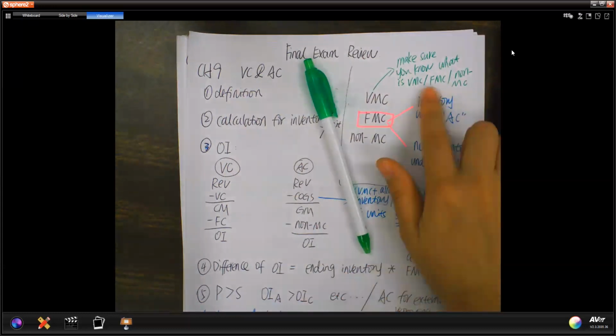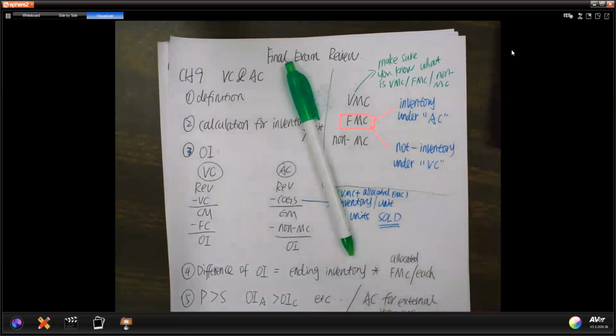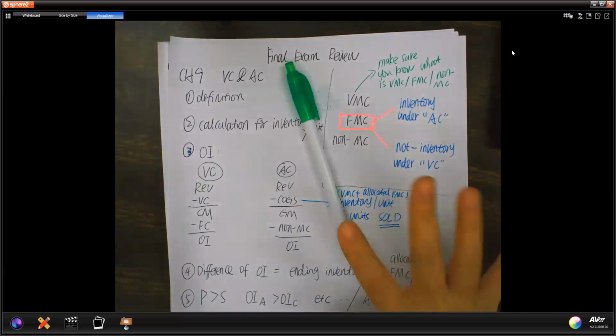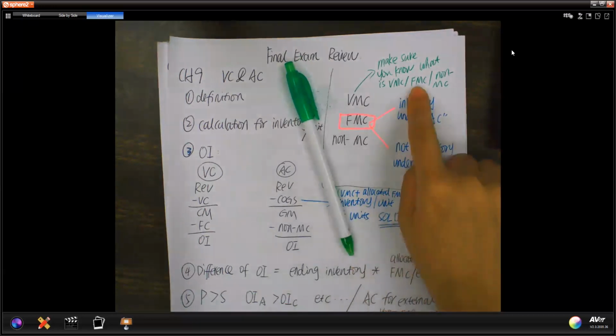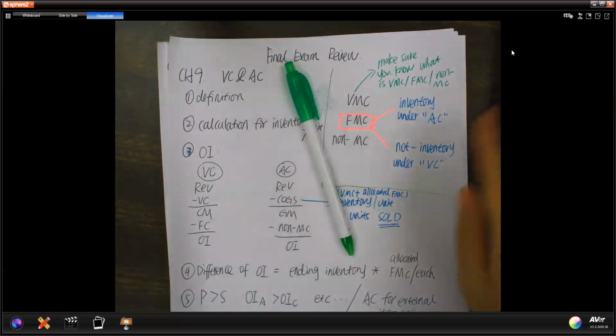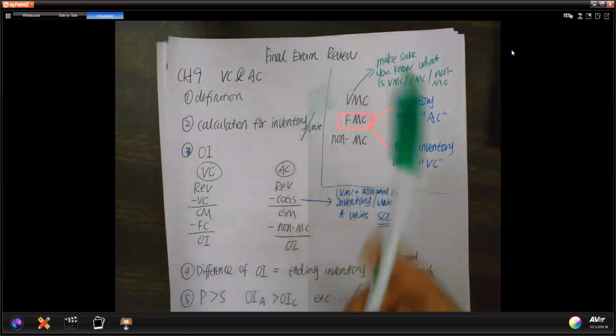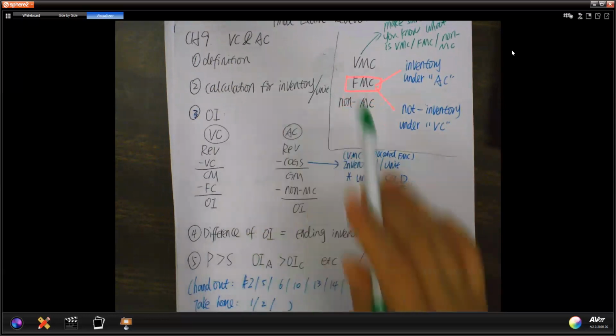So I said you have to know what is variable manufacturing. Let's just say direct labor, direct material. Fixed manufacturing, like your manufacturing department insurance, is the fixed manufacturing cost. Your marketing department insurance is non-manufacturing because it's a marketing department. So you have to know those things, right? And then calculation will have different questions.